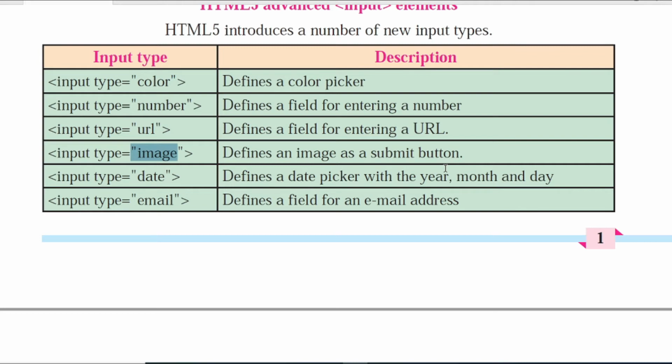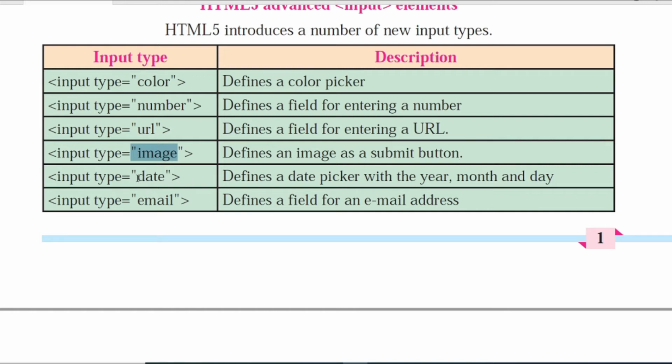What if this button has a much better look and feel? This syntax, input type equal to image, will help the user provide a good image as a submit button, a good graphically looking image for your submit button.